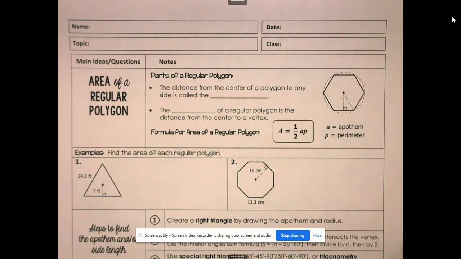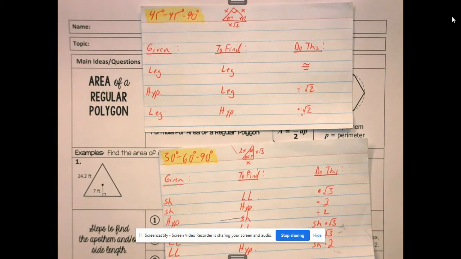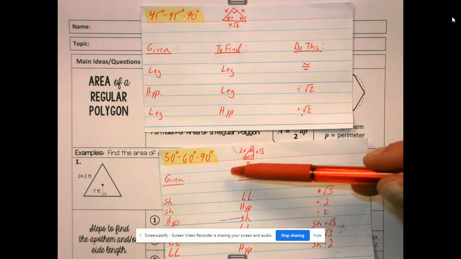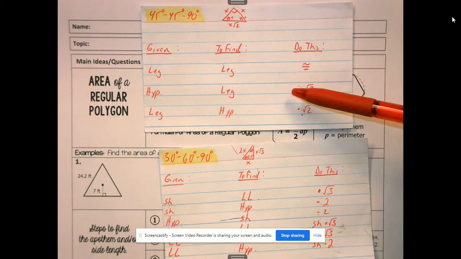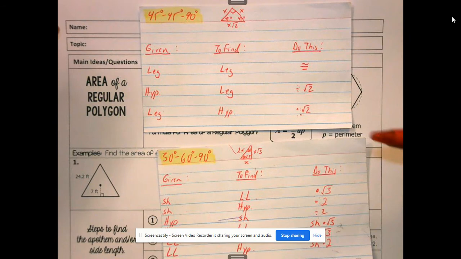All right, guys, this lesson's on how to find the area of a regular polygon. We're going to reference these note cards we had when we were talking about special right triangles, those 45-45-90s and all the 30-60-90s. So this is a quick way to help find some missing pieces for the formula when we're doing the areas of regular polygons. So we can use these, or you can use trig, the SOHCAHTOA.